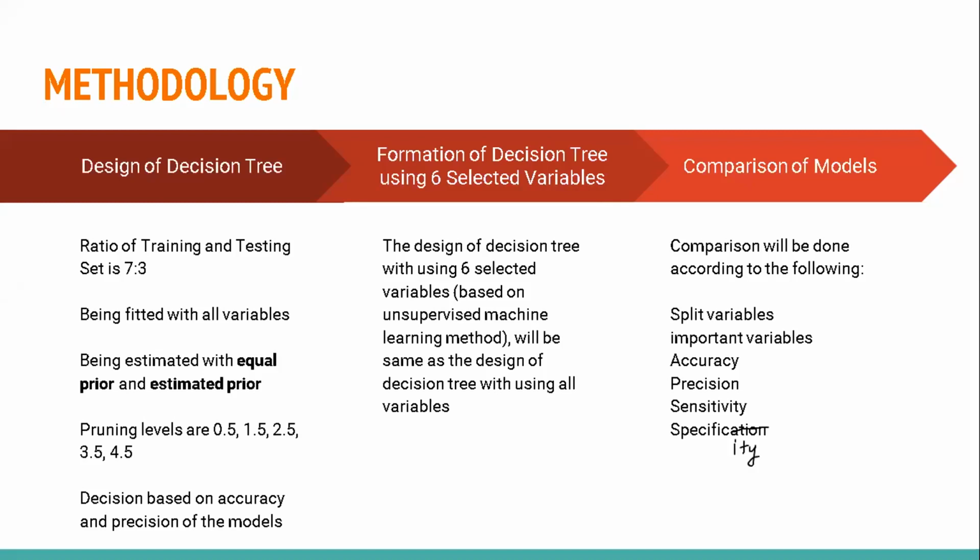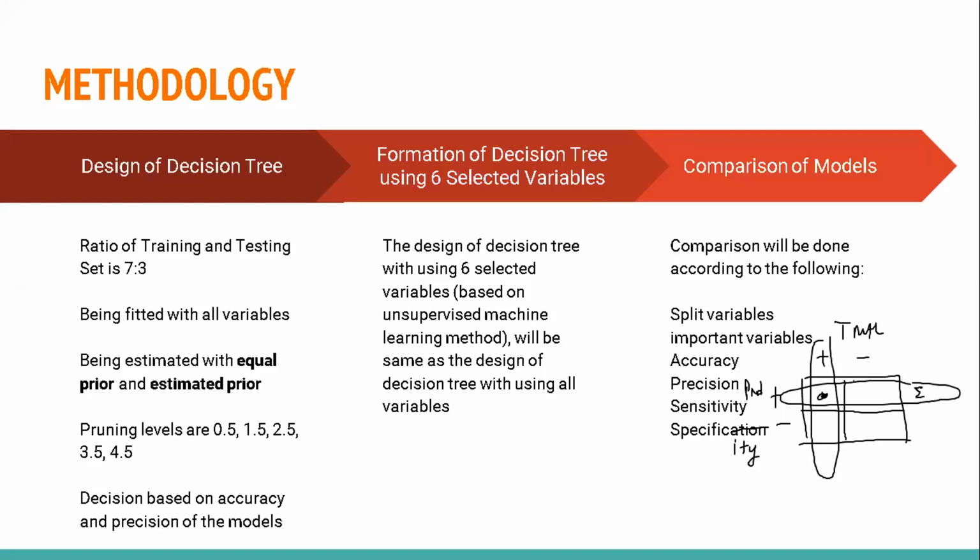This one, okay, so this is your truth. This is your prediction, right? So your precision is you are taking the row here, right? You're taking this value and dividing by the total here, right? Correct? That's your precision, right? Your sensitivity is going by the column, right? Yeah. Okay.